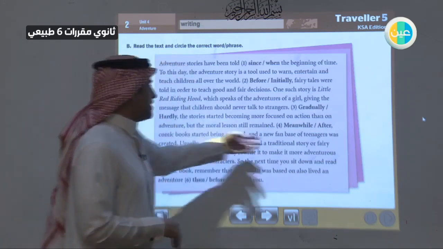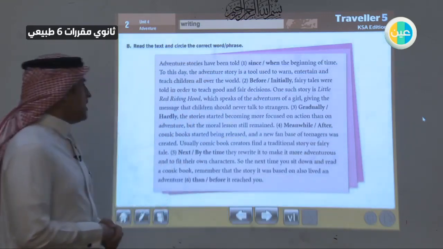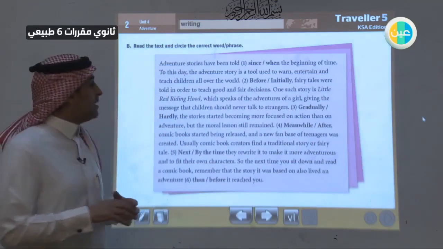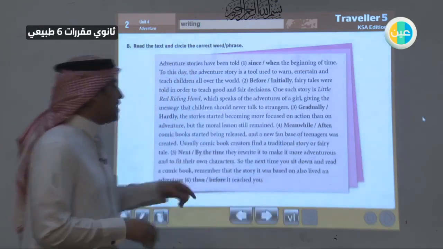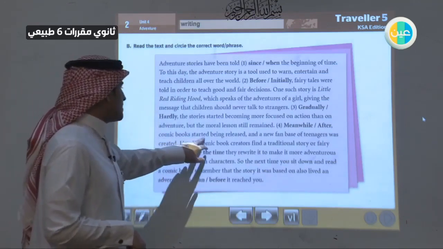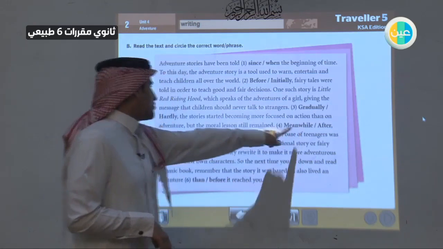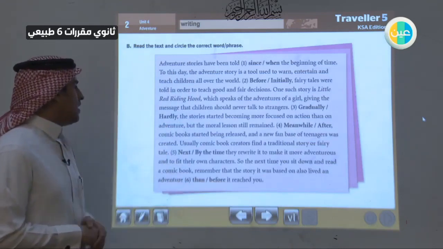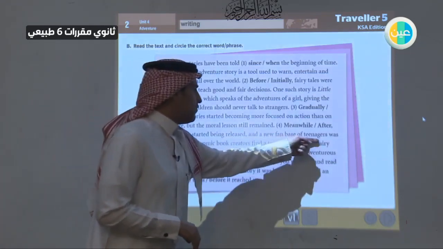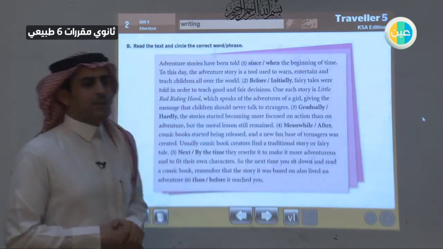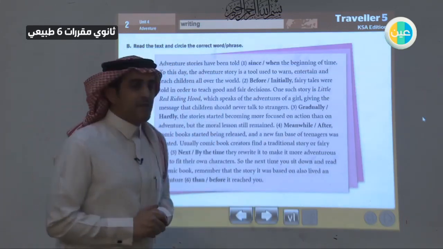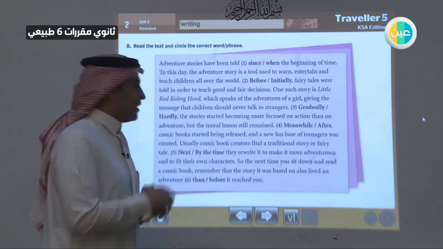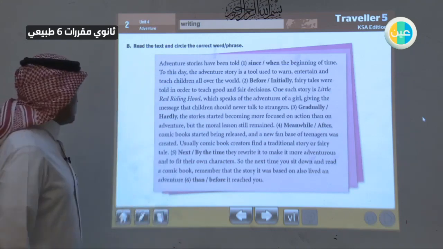Still a reminder here, meanwhile or after. I told you here also, after and before will give another meaning to the sentence. Meanwhile, at the same time, comic books started being released. So meanwhile, released, and the new base of teenagers was created. A new base of teenagers, base, like we use here in the verb, there is a base form, which is for the student to start or to publish what you want to do.